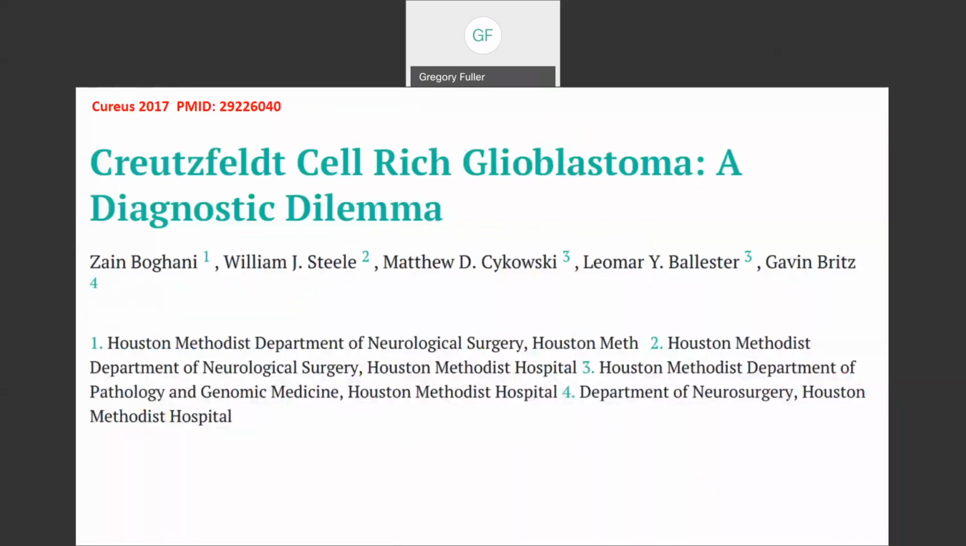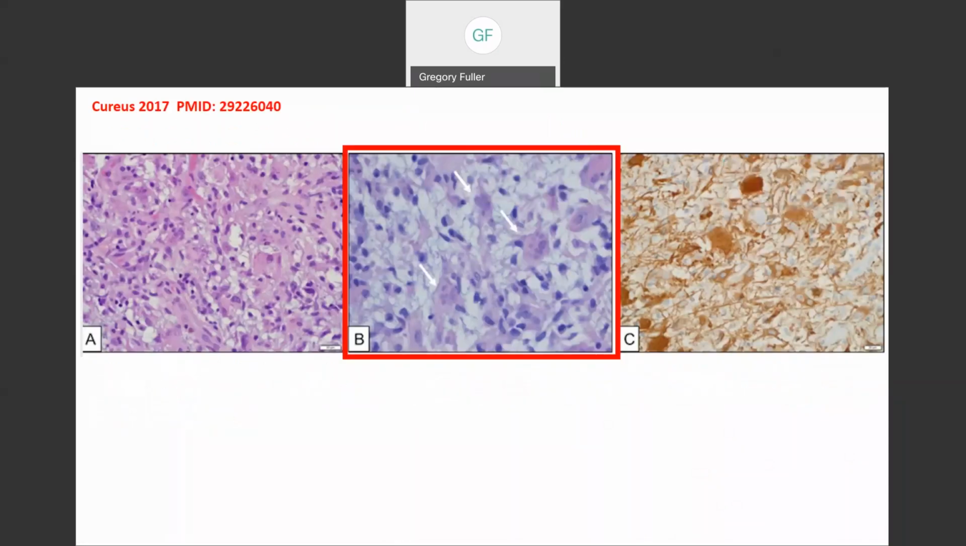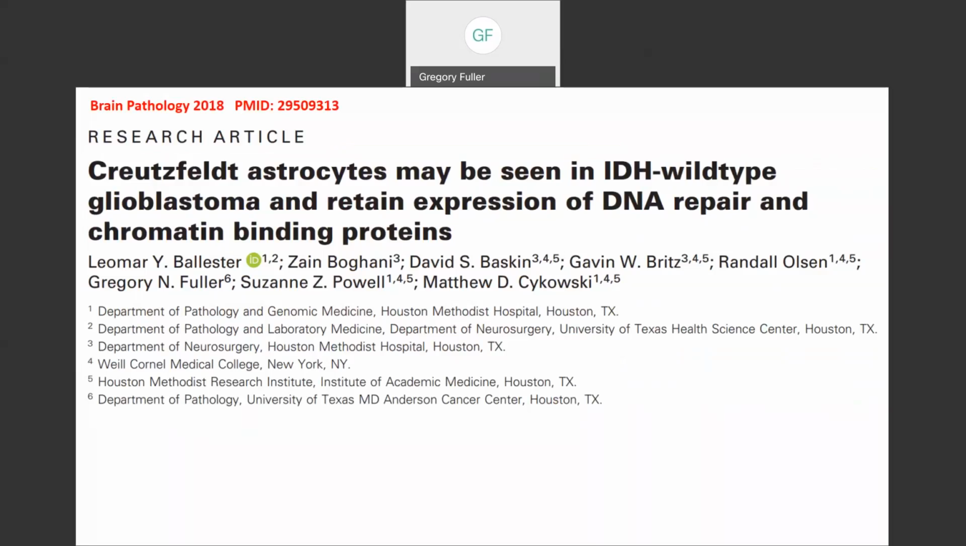Can they occur in glioblastoma? Absolutely. Here's Dr. Ballister and Dr. Sikowski. Creutzfeldt cell-rich glioblastoma, absolutely. It's only a diagnostic dilemma if you don't know about it. All right, and here, look, there's a picture in the middle. There's the Creutzfeldt cell glioblastoma. A little more erudite paper, if you will, in Brain Pathology.